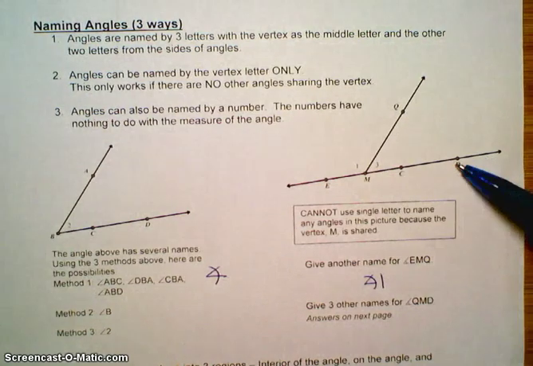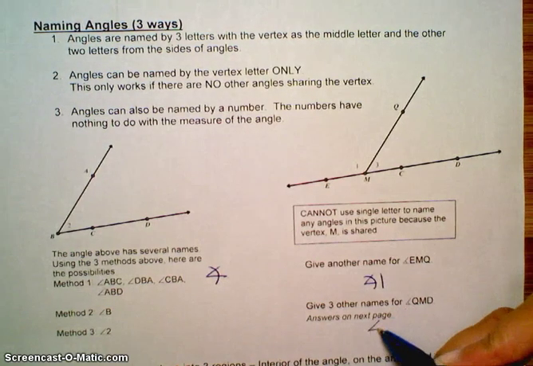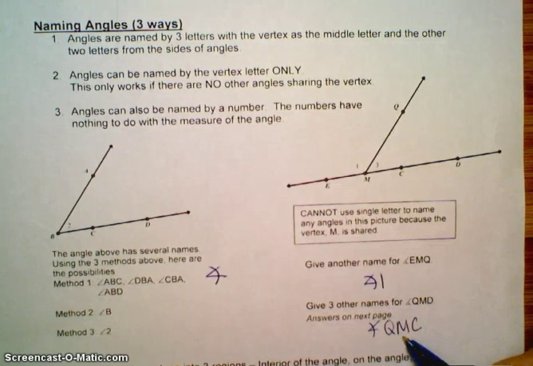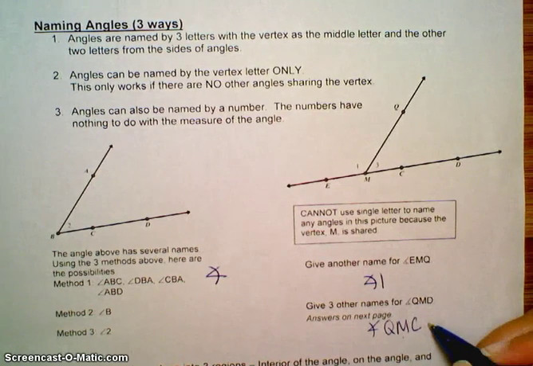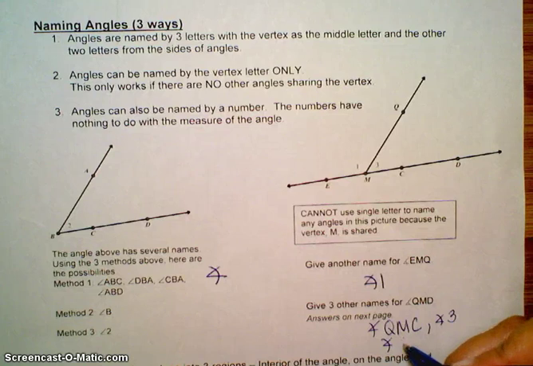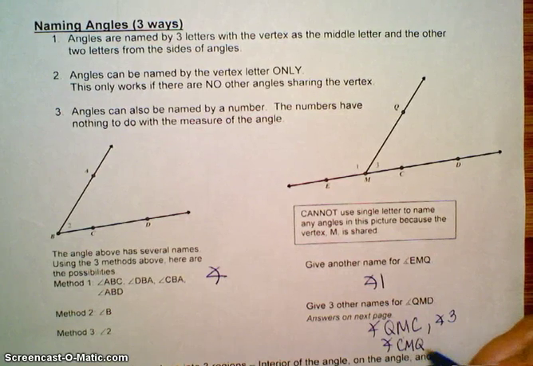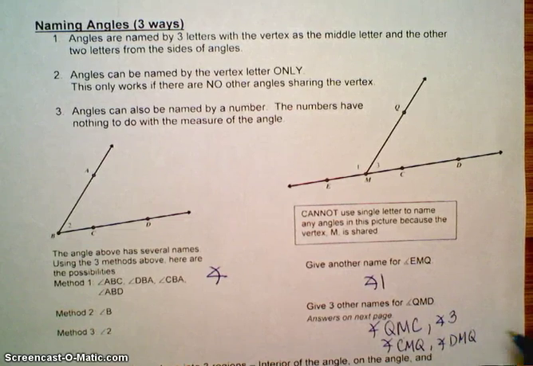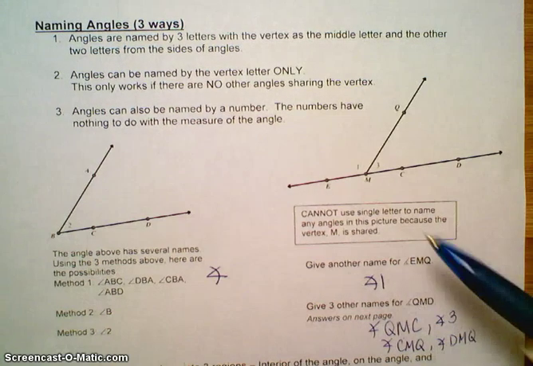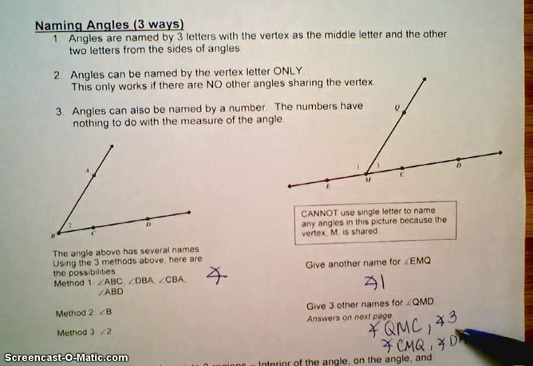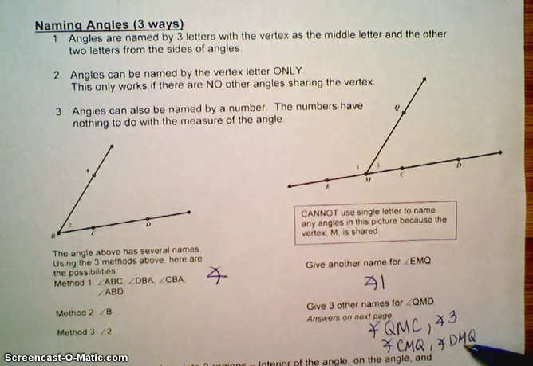Again, QMD. So another name would be angle QMC. Notice the vertex is in the middle. We could also call it angle 3. We could also call it angle CMQ, or even angle DMQ. Okay? So keep in mind that you can reverse the letters, and notice in each of these situations the vertex is in the middle letter. Okay?